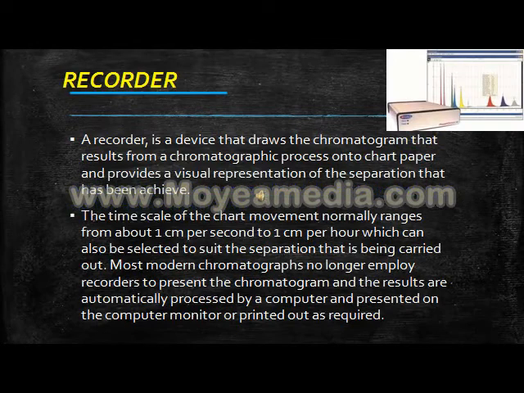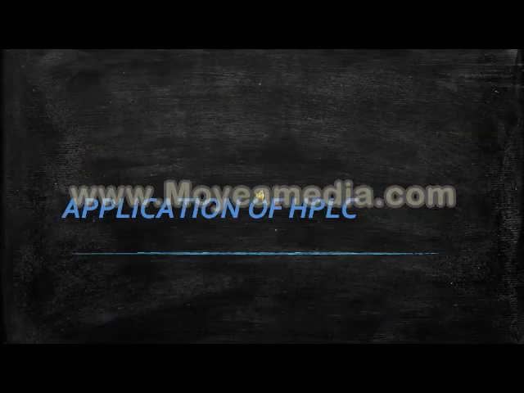Also, now here's the recorder. It records the data, plots the chromatogram, and we get the output through the computer attached, and we get a printout of the peaks which are present in the sample, which we can analyze and detect the structure of the compound. Now in the end, we'll see some applications of HPLC in the last few slides.